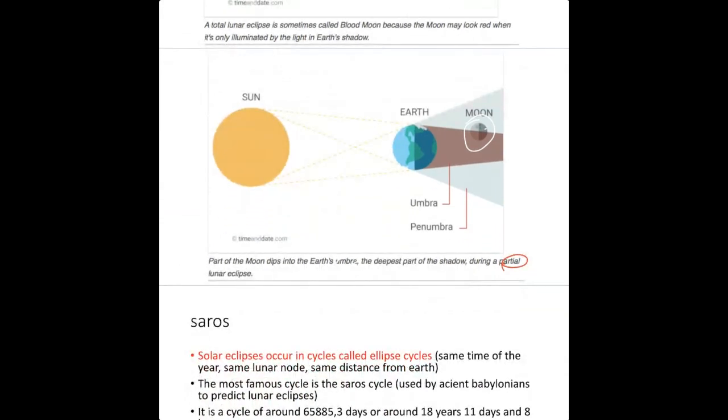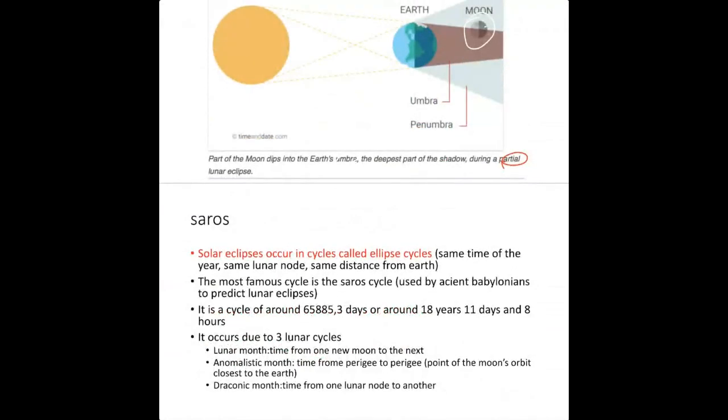Now, the solar eclipses occur in cycles. They call them eclipse cycles. This means that the eclipse occurs at the same time of the year, in the same lunar node and at the same distance from Earth. The most famous cycle that they have discovered is the Saros Cycle. It was already used by ancient Babylonians to predict lunar eclipses. It's a cycle of approximately 6,500 days, approximately 18 years.